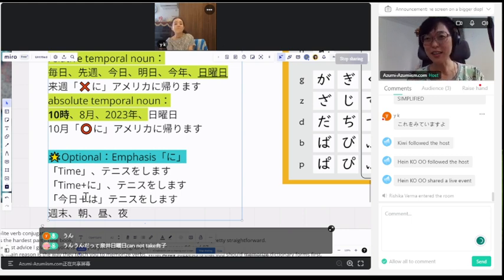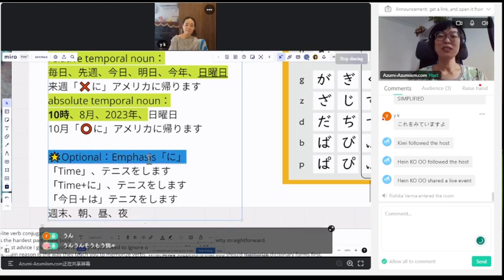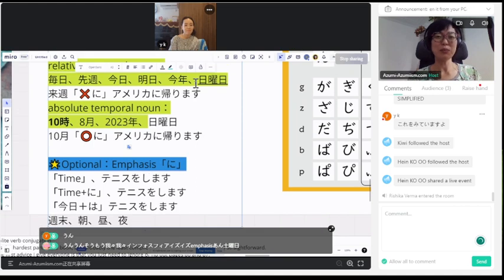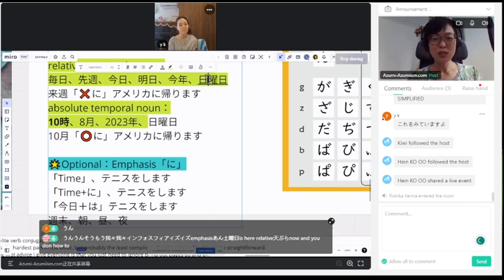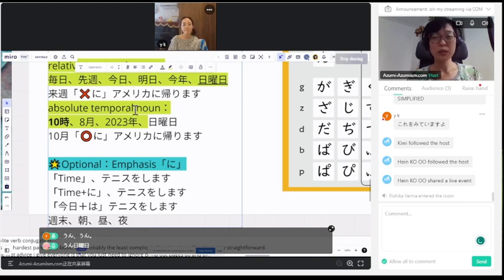But it doesn't mean 日曜日 cannot take は particle. 日曜日も使っていいね。日曜日はテニスをします。月曜日はしません。So what I want to emphasize here is 曜日 is a relative temporal noun, and you don't have to feel obliged to put ni particle at the end of 曜日, because it means your sentence is always going to put emphasis on 曜日。For example, 日曜日、日本語を勉強します。日曜日に日本語を勉強します。Meaning same, but there is a difference in whether emphasis is put on or not. That's my feeling.